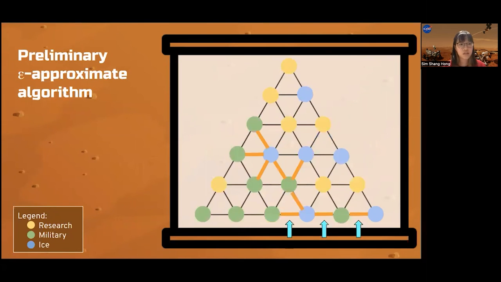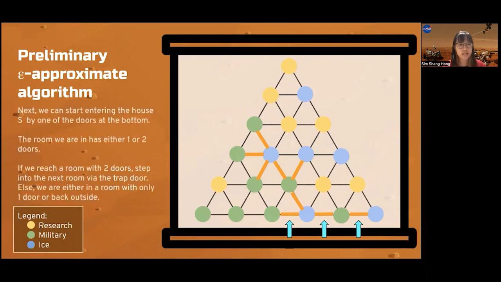Next, we can start entering the house S by one of the doors at the bottom. The room we are in has either 1 or 2 doors. If we reach a room with only 1 door, we have found our special 3-colored triangle. Otherwise, we step into the next room via the second door, known as the trapdoor. The walk we took through the rooms using trapdoors is known as the trapdoor path.